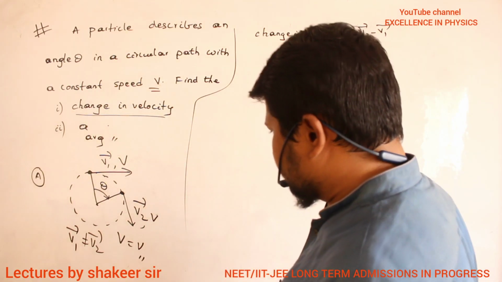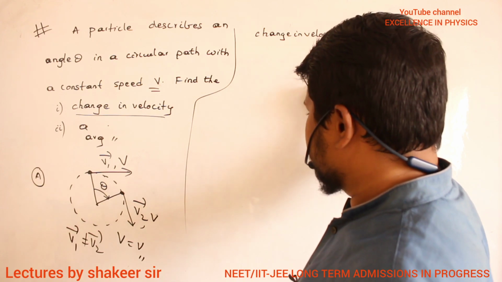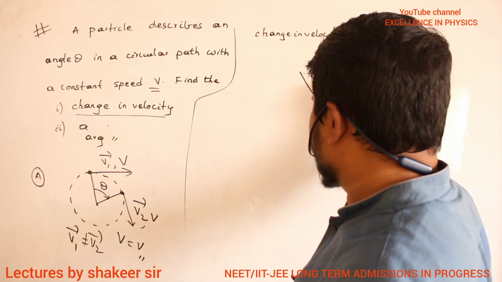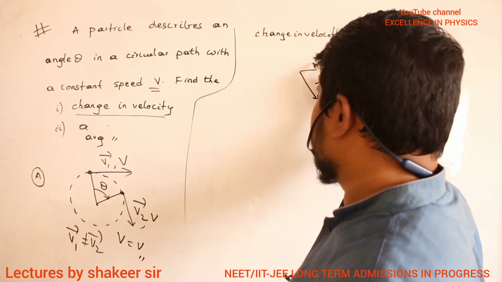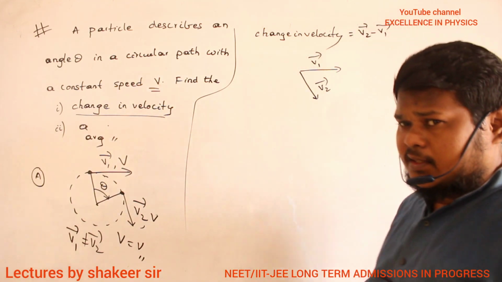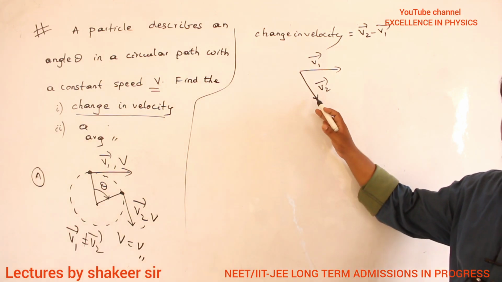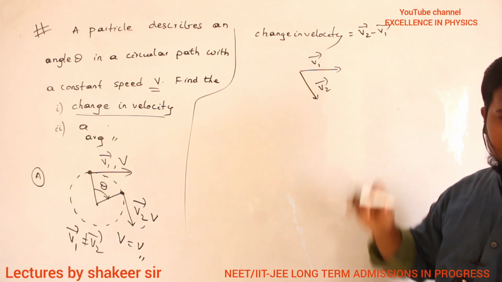So what is the final velocity here? This is the final velocity, no? So this velocity v2 dash, this is my final velocity. Then what is my initial velocity? My initial velocity is this one. So this v1 dash is my initial velocity. So this is my final velocity direction, initial velocity direction. Are you able to understand?